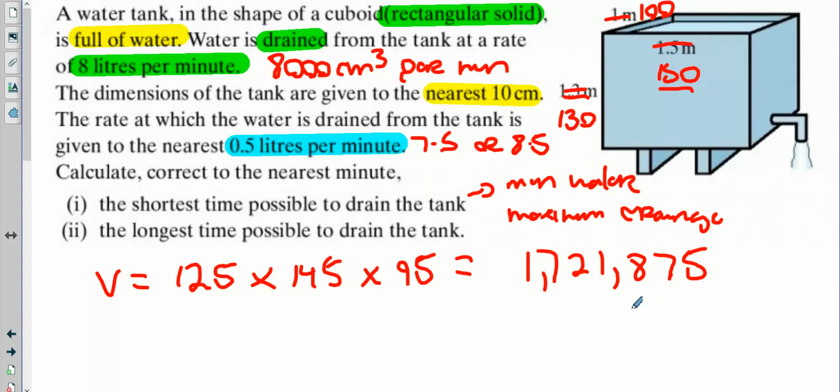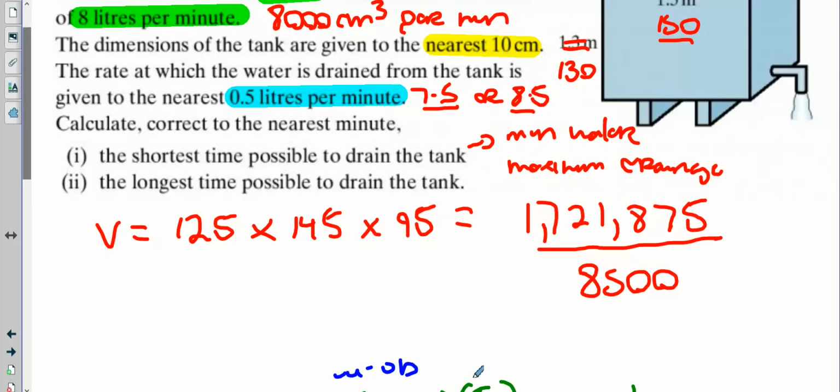Now, we're going to divide that by how much we're going to drain per minute. We're using maximum drainage because we want it gone as quickly as possible. So we're not dividing by 8,000, we're dividing by 8,500. Will you do that now? That's the answer in minutes. So what do we get?